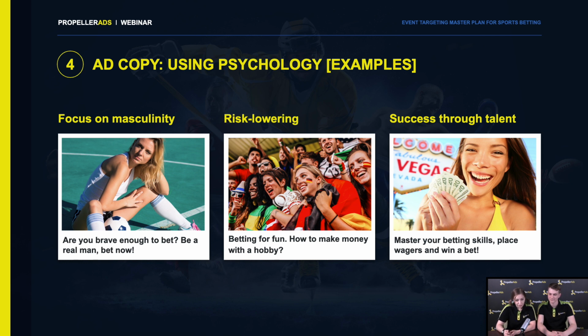Risk lowering, betting for fun, how to make money with a hobby. A hobby is something that is safe, that makes people feel cozy and feels like home, so it's risk-free. That's why betting is compared with a hobby. So it's risk lowering, also a wonderful strategy.